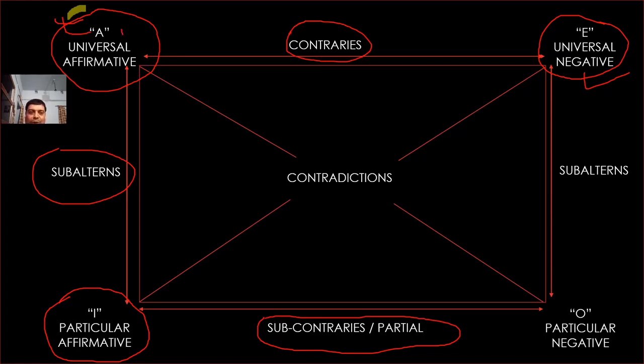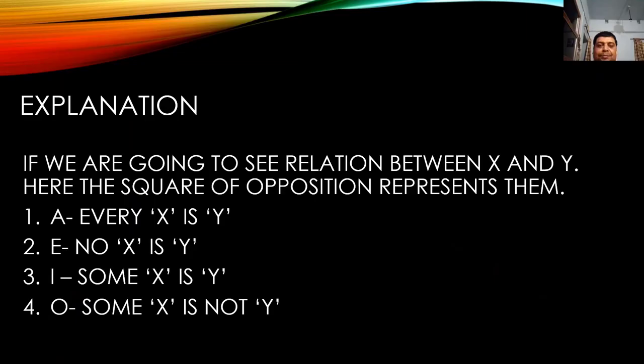Here it is universal affirmative, and diagonally downward it is particular negative. So it will be a contradiction. If one is saying all apples are red, then I cannot say few apples are not red. Or if I am saying no apples are red, then I cannot say few apples are red. This is called contradiction. These are the four relationships which occur. I will explain them better in the next slide.